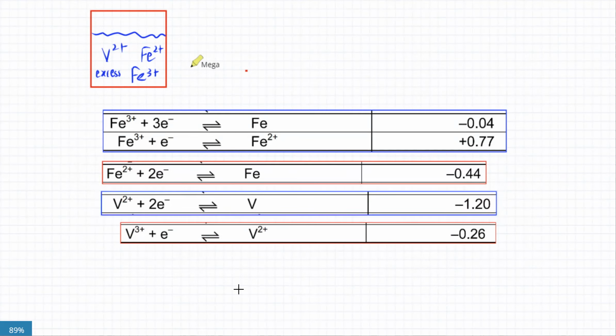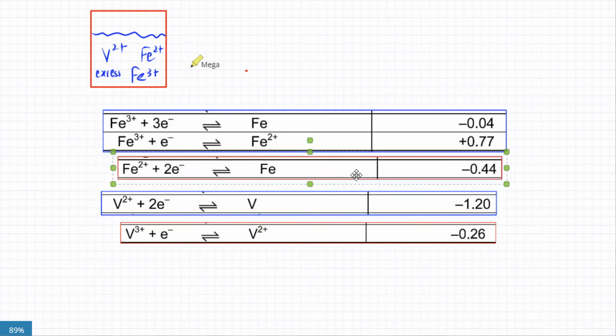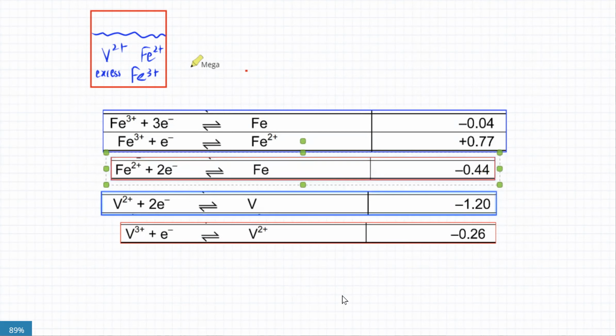That should do it. So I've got all these reactions. Anywhere I see Fe2+, Fe3+, or V2+, two equations for V2+. And I'm going to do the same thing. The highest potential gains electrons. So which one is the highest potential? It's 0.77 volts.